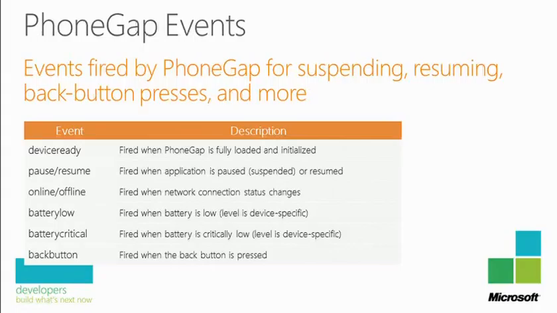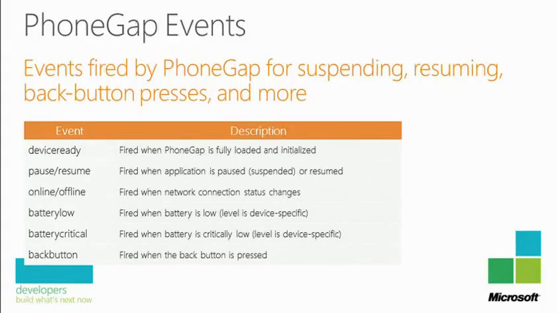Another component of the PhoneGap API is a set of events that it fires at various points during an application's lifetime. The most important of these is the device ready event. And you've already seen that when you create a new PhoneGap project in Visual Studio, the index.html file that's generated for you already includes that call to add event listener to register a handler for the device ready event. And it also includes an empty handler just to prevent you from having to code that. But there are other events as well.